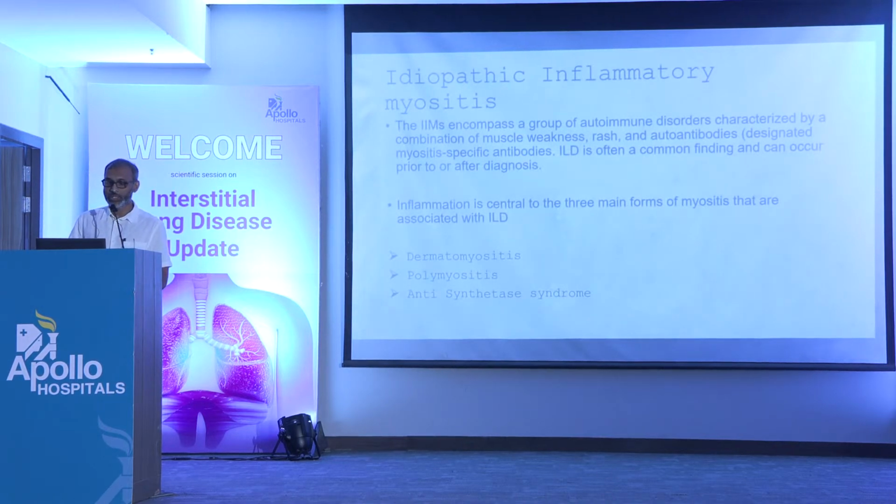Idiopathic inflammatory myositis is a group of autoimmune diseases which presents with muscle involvement, myositis specific antibodies and rash, and these patients commonly present with interstitial lung disease. The three forms of myositis which usually present with interstitial lung disease are dermatomyositis, polymyositis and antisynthetase syndrome.